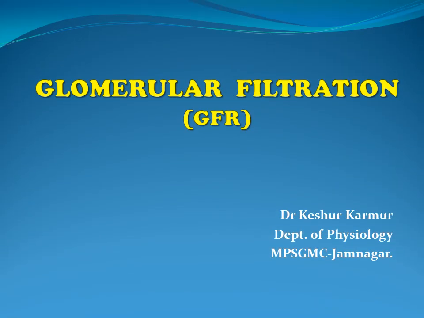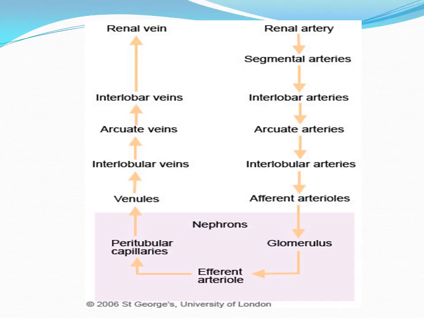Hello friends, today I am here with another topic of renal physiology, and today it's glomerular filtration. Now you know that the primary function of the kidney is to remove metabolic waste products by forming urine. The formation of urine includes various basic processes. Out of those, glomerular filtration is the first step in the formation of urine, which we have to discuss in detail today.